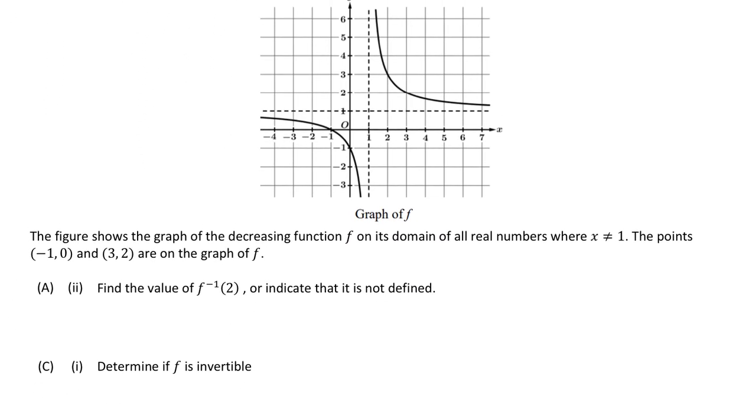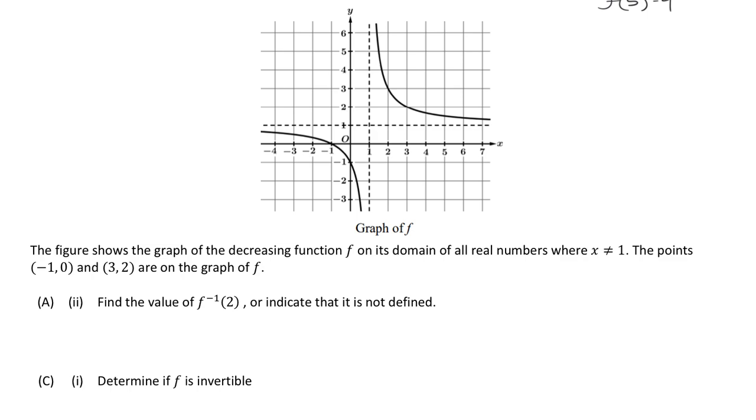Okay, the figure shows the graph of the decreasing function f on its domain for all real numbers where x is not equal to 1. The points (0, negative 1) and (0, 3)... the points 0, comma, negative 1, comma 0, and 3, comma 2 are on the graph. And since it gave you this, when I did this question, I went ahead and made those dots pretty obvious for myself, just so that I guaranteed myself I understood what it was talking about.